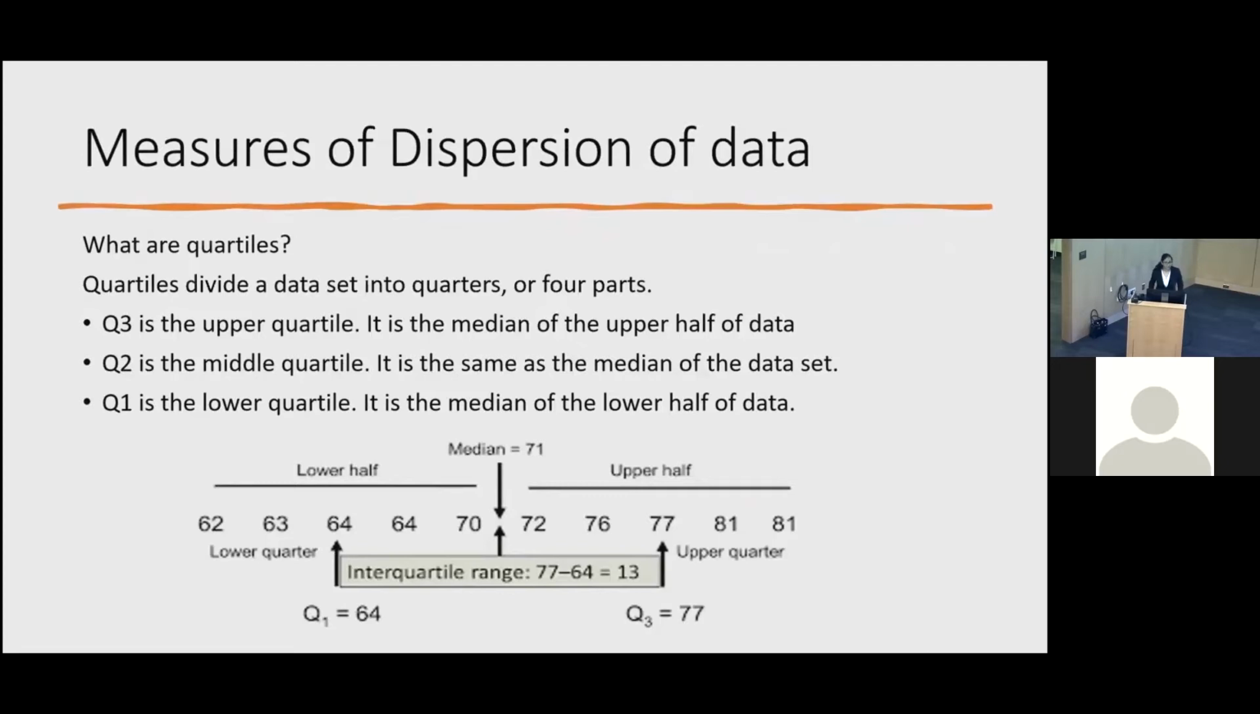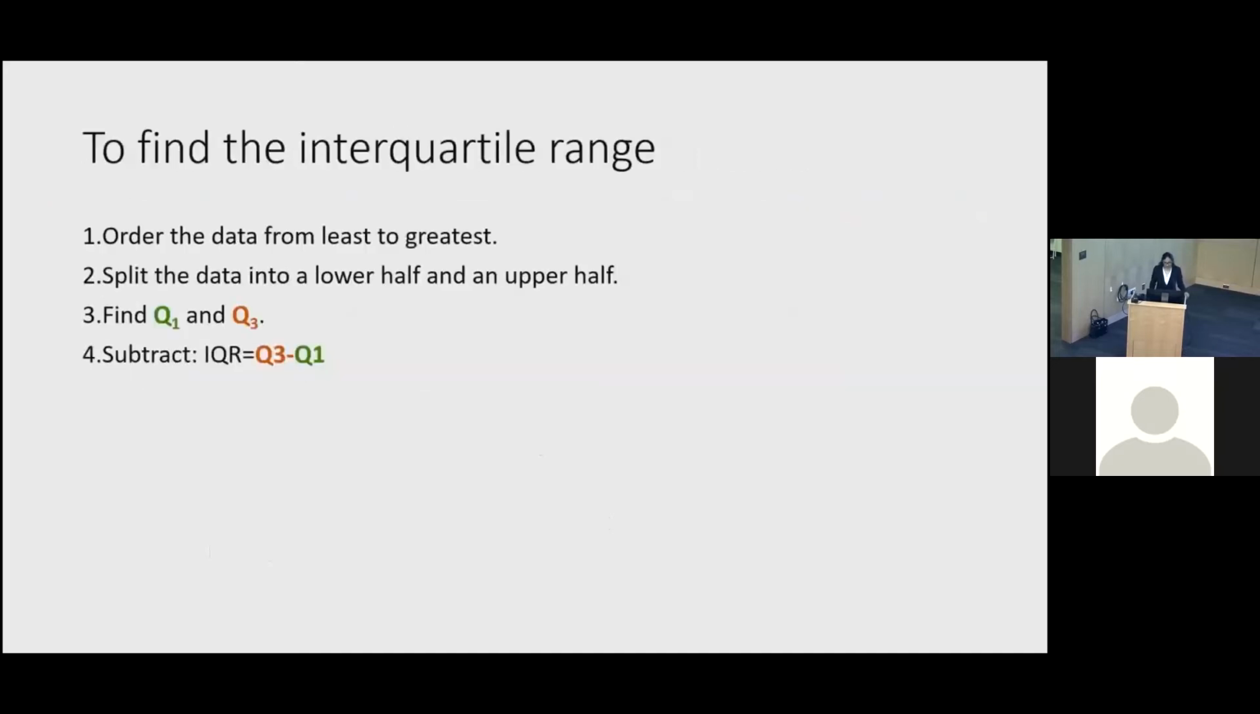In order to find quartile 3, you have to find the median of the upper half. Quartile 1 is obtained from the lower half of the data, and you have to find the median of the lower half of the data to find quartile 1. So Q3 minus Q1 will give you the interquartile range. In this case, 77 is quartile 3 and quartile 1 is 64. You have to subtract those two to get the interquartile range. So to find the interquartile range, you have to order the data from least to greatest, split the data into upper half and lower half, find Q1 and Q3, and subtract Q1 from Q3.